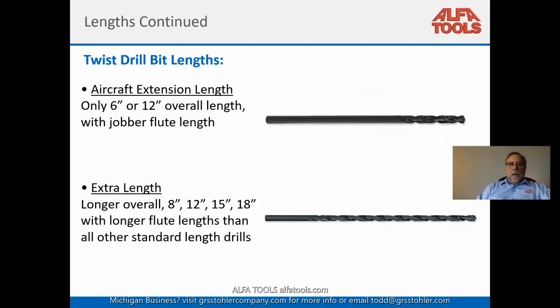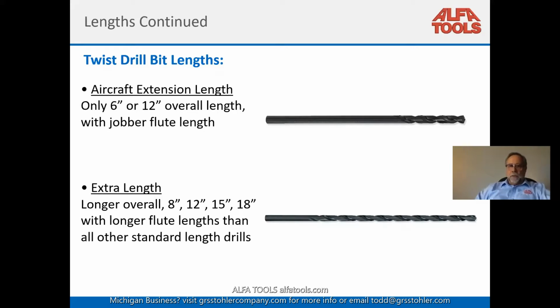More lengths. Aircraft extension drills come in either 6-inch overall length or 12-inch overall length. But it's got the same short flute as a jobber drill. Why would they make this? Just for reach. This is not a drill for drilling deep holes. It's for reach. Sometimes you have to get past some type of fixturing or the vise, or your part is hanging off the side. When we're talking about machine drilling, we're talking about hand drilling, you may just have to get past something to reach the hole. So aircraft extension drills are not for drilling deep holes.